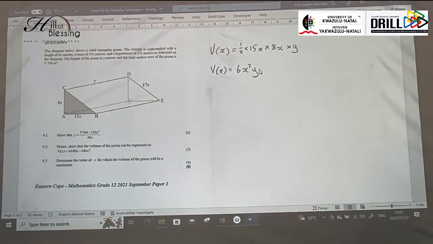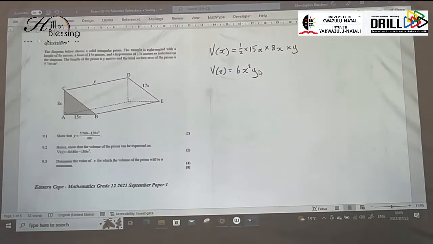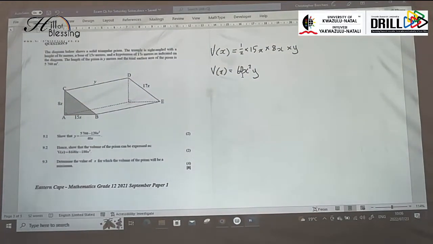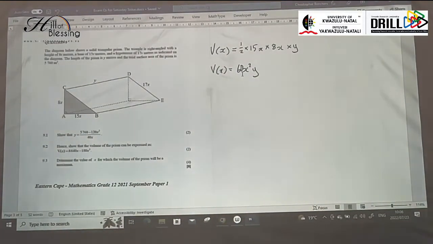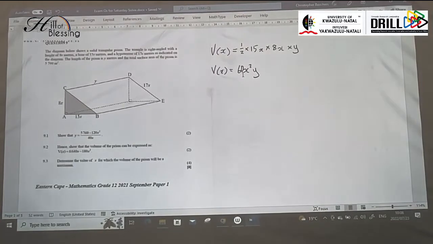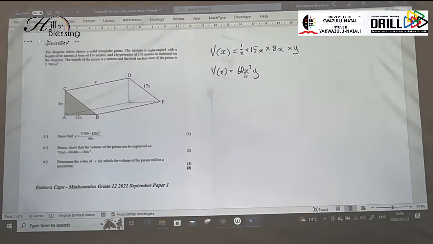What is the problem now? 60x squared y. Now, step 1 says identify the variables. We did that in our first line. And now step number 2, we've set up the formula. Now, step number 3 says we've got to simplify it to the point where we only have the input variable. What's the problem here? We don't have the input variable only. We've also got this y. How are we going to solve that problem now?